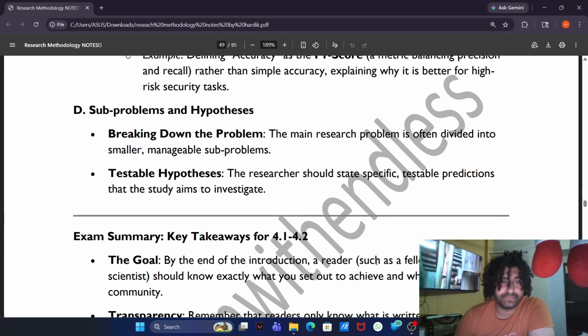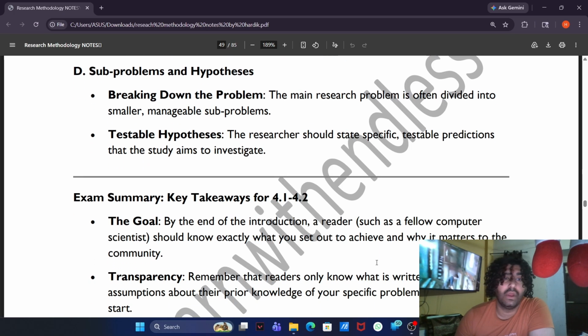Subproblems and hypotheses. Breaking down the problem. The main research problem is often divided into smaller manageable subproblems. Testable hypothesis. The researcher should state specific testable predictions that the study aims to investigate.